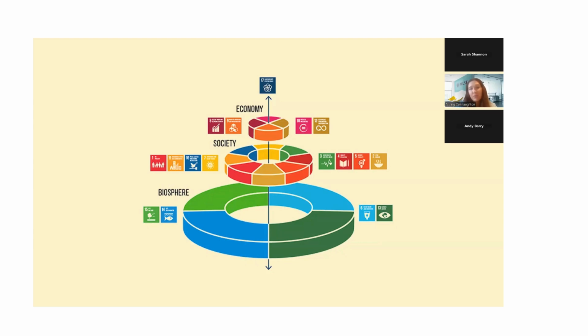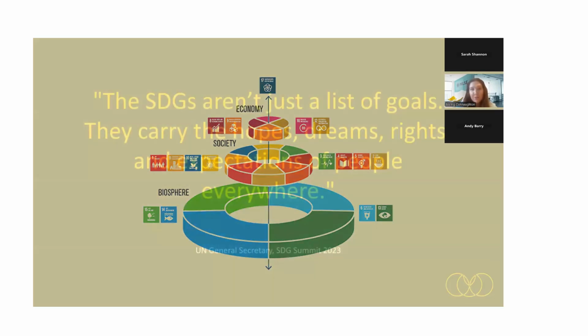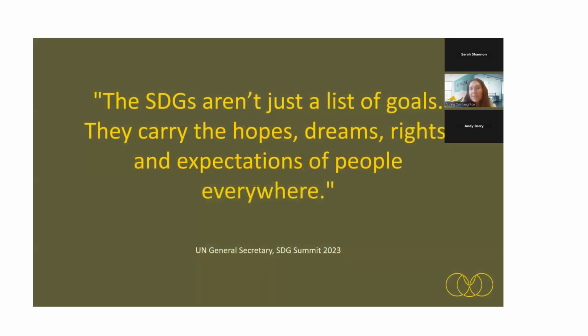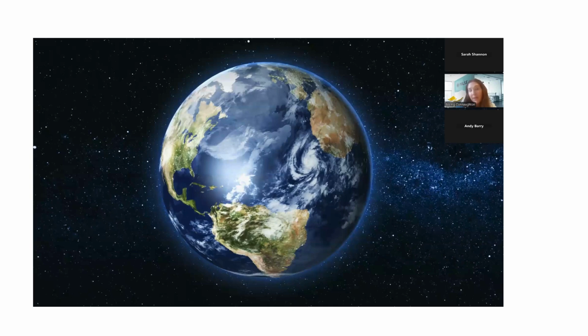And then we really see how many societal goals exist. So you have no poverty, good health and well-being, gender equality, 0 hunger. And then above that, you have the economic pillars. And then above that, you have partnerships for the goals because we all need to work together. Because the SDGs aren't just a list of goals, they carry the hopes, dreams, rights, and expectations of people everywhere. So we really need to figure out how we make them happen.